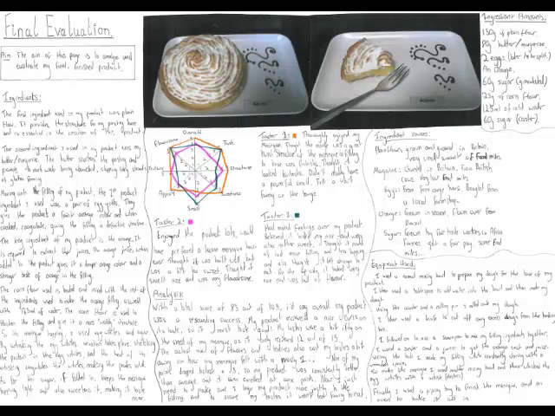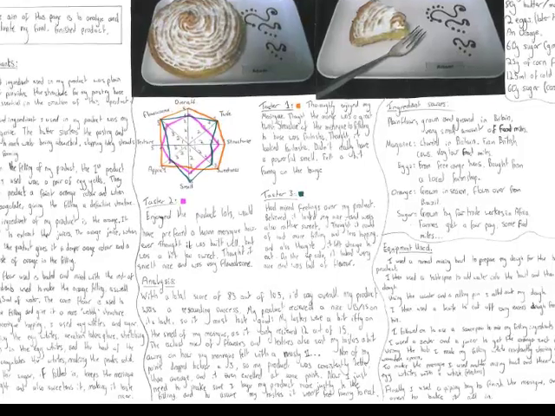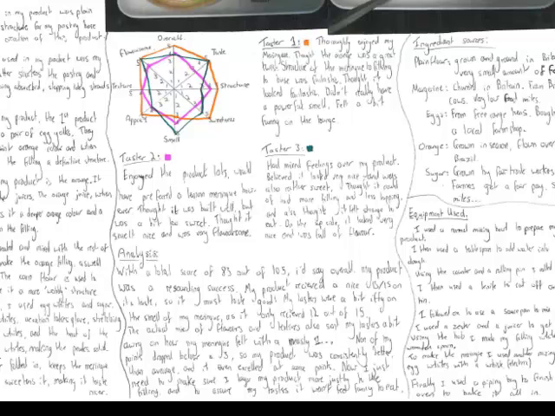So let's have a look at some examples of evaluations. The first thing that jumps off on this page is that the pictures are professional. They've included an image of the product as a whole and also as a slice as well. The other thing that stands out is the sensory analysis. They've included the star profile, a comment from each of the tasters, and it's very clear that they've then analysed the information below this.